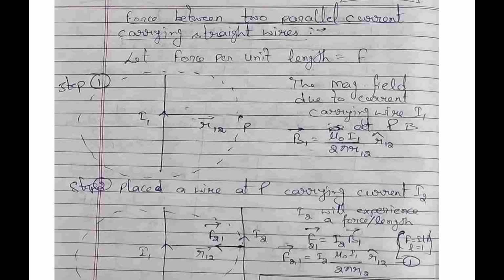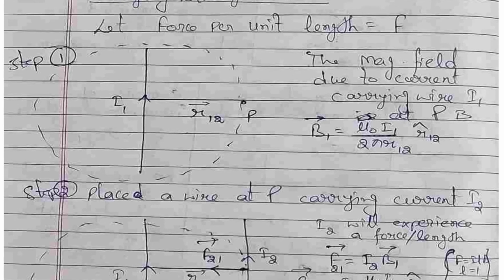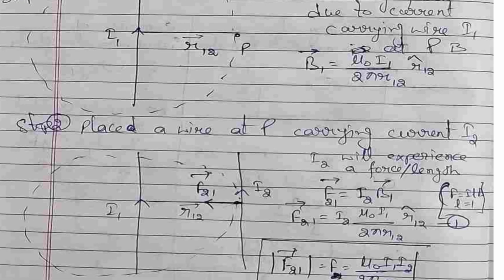Let us now discuss the force between two parallel current carrying straight wires which are held parallel to each other. Step 1: let us say I1 is the current flowing in the wire, and at a distance R12, at a point P, find out the magnetic field. The magnetic field is calculated using Ampere's circuital law. B1 is equal to mu naught I1 upon 2 pi R12, times R12 unit vector, which is the direction from 1 to point P.